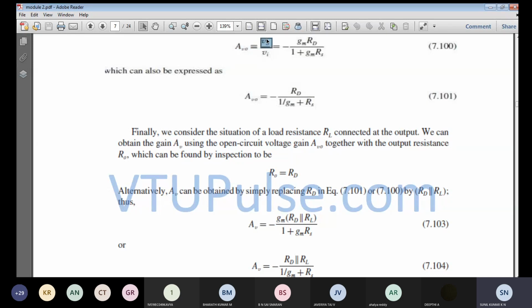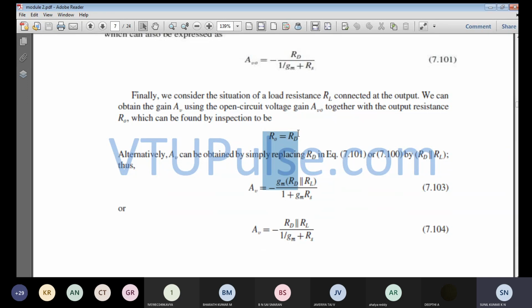This output voltage will get divided across the load resistance RL. So the output voltage is AV naught into VI into RL divided by RL plus R naught. R naught is given as RD. So AV is the overall gain, which will have the load resistance.